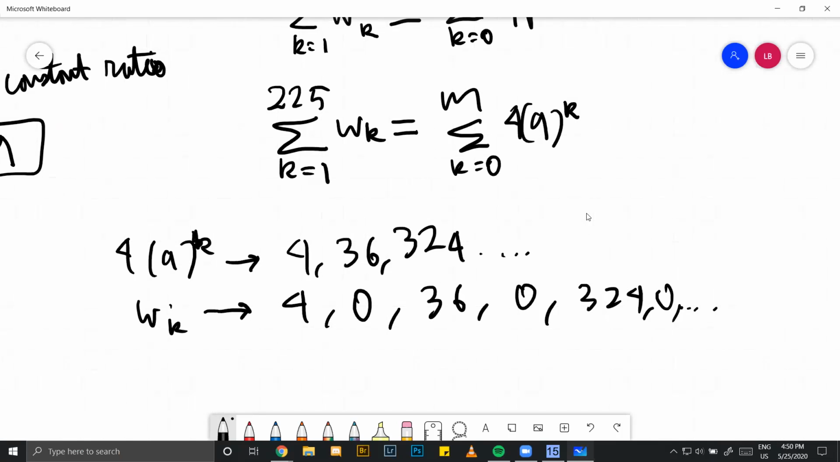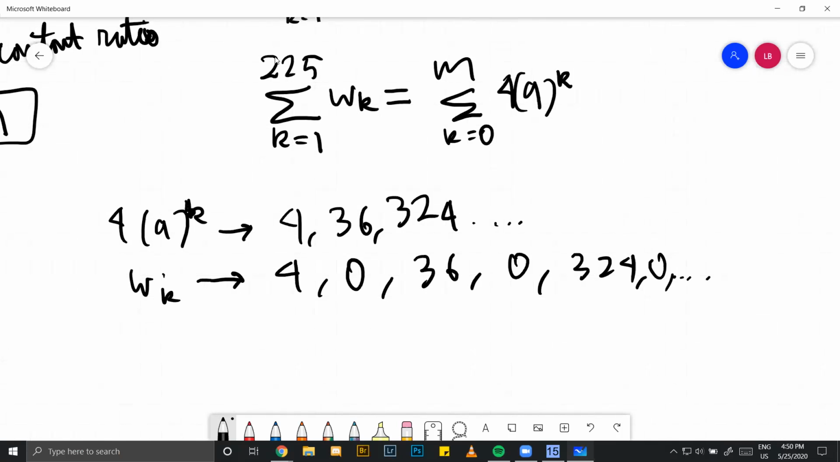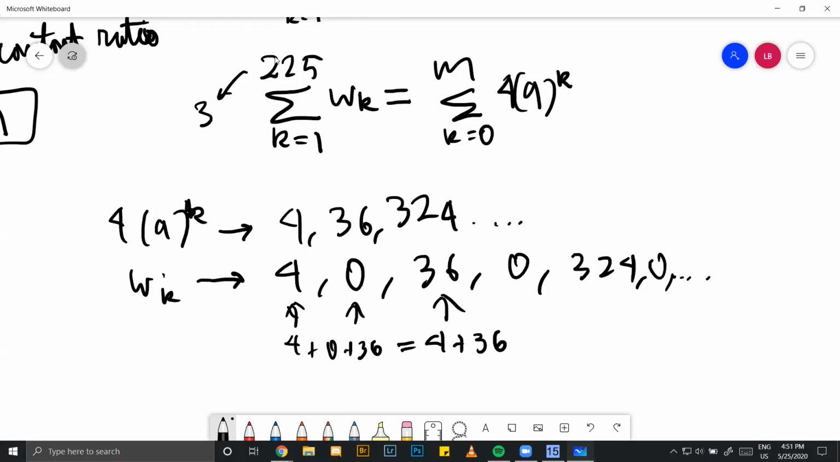So let's think about this with a very small number, because 225 is a massive number. It's kind of hard to see what's happening when you do the 225. Let's say that the 225 on the top over here was actually a 3. If it was a 3, you're going to add these 3 terms together, so you're going to get 4 plus 0 plus 36, which is the same as 4 plus 36, right?